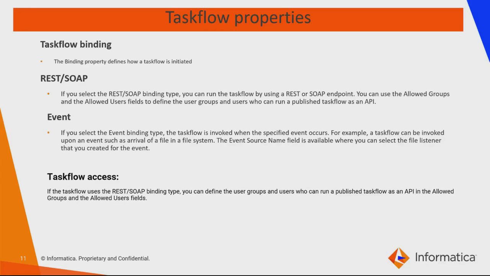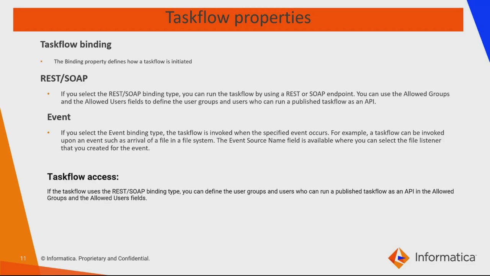The possible values are REST, SOAP, or event. If you select REST and SOAP binding type, you can run the task flow by using a REST or a SOAP endpoint. You can use the allowed groups and the allowed users field to define the user or a group who can run a published task flow as an API.